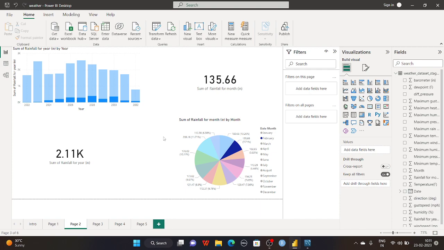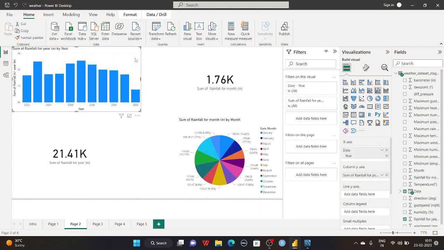Then sum of rainfall for month. So I have done this pie chart. We can see that the highest amount of rainfall happened in January, 10.26%. Sorry, it was not January, it was the second highest, January. The first is 11.71%, that is the month of November.